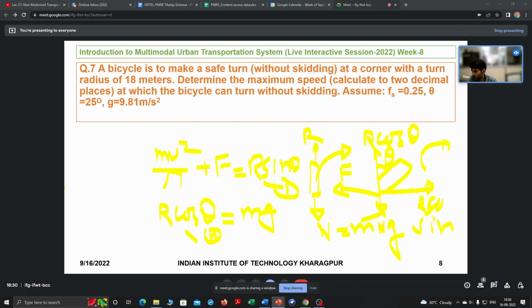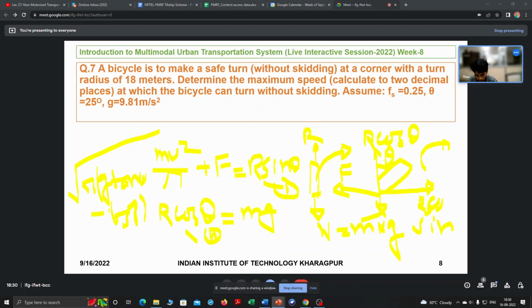So then if you calculate, you will get your maximum speed as the final formula, R into G tan theta minus friction component into G, or you can say Rg tan theta minus that. So now you calculate and tell me the answer. I will also calculate, but you should also calculate.